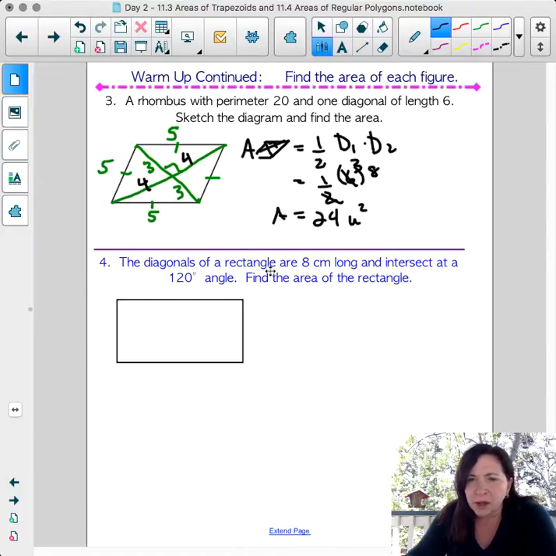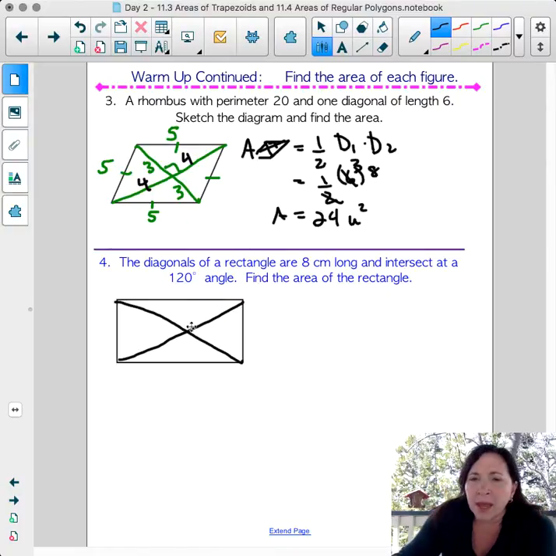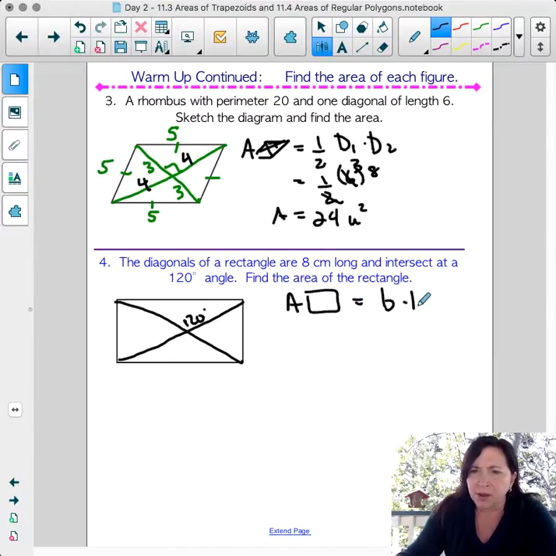The diagonals of a rectangle are 8 centimeters long. Now, something to remember about a rectangle is we know that the diagonals are congruent. The diagonals of a rectangle are 8 centimeters long, and they intersect at a 120-degree angle. So if I drew another diagonal in here, and we made this 120 degrees here, find the area of the rectangle. So the area of a rectangle is equal to base times height. We don't have the base, nor do we have the height, but we do know that the length of the diagonals are 8, which means this is 4, this is 4, that's 4, and that's 4.